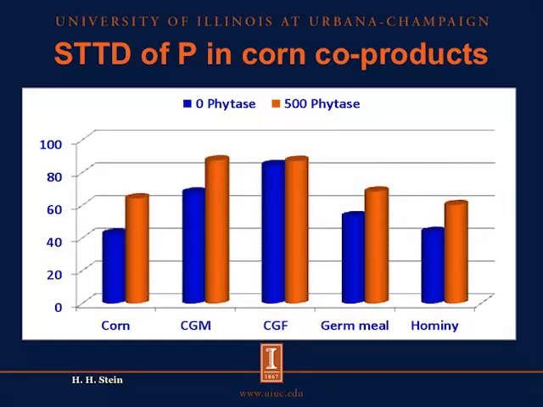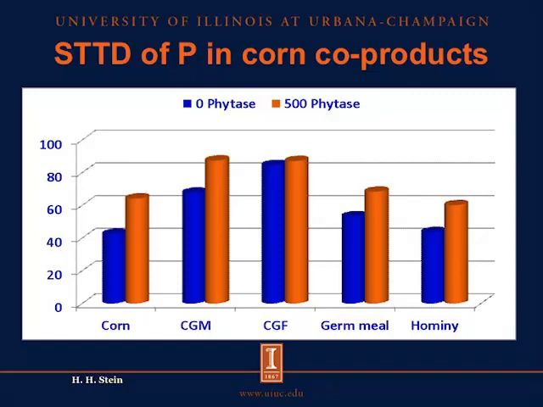If we look at the standardized total tract digestibility of phosphorus in other corn co-products, we'll see here that the digestibility of phosphorus in corn gluten meal, corn gluten feed, and corn germ meal are all greater than in corn if we don't use any phytase. However, the digestibility of phosphorus in hominy feed is about the same as in corn. If we use phytase, then we can increase the digestibility of phosphorus in corn, as we've seen before, to about 60%, and we see almost the same increase in hominy feed.